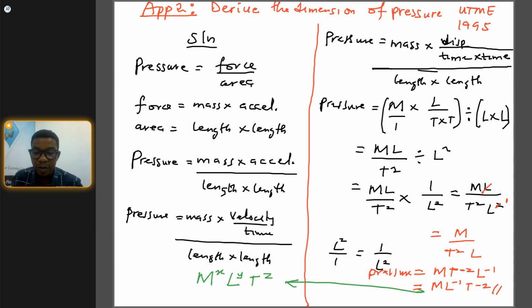All right. So let's go for Z now. What will be the value of Z? Minus 2. Awesome. Okay. So this is the way they can ask questions in UTME. You can be asked to get the value of X, Y, Z in your UTME question after you have solved for the dimension of a particular quantity. Is that taken? Okay. So I believe the second application is clear to everyone.